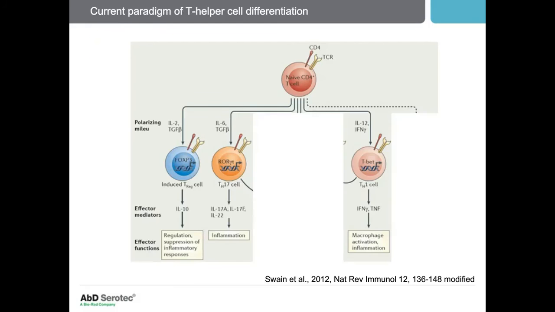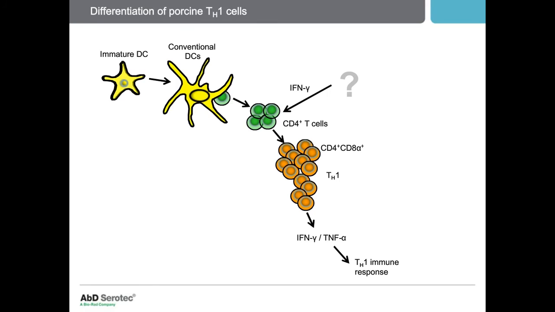So we have now clear data about these three CD4 defined T cell populations in swine: about the regulatory T cells, about the TH17 cells, and about the TH1 cells. And in regard to the TH1 cells, there's a big question. Who is responsible for the polarizing milieu, for the production of IL-12 and interferon-gamma? When we have a look at the differentiation of the porcine TH1 cells, we start with the immature dendritic cells, maturated to the conventional dendritic cells, have the interaction of dendritic cells with the CD4-positive T cells, and the big question is now, who is producing the interferon-gamma necessary for the polarizing milieu, so that the CD4-positive, CD8 alpha-positive TH1 cells develop and produce interferon-gamma and TNF-alpha?